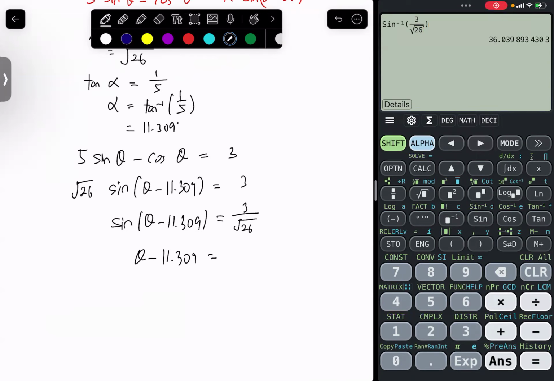Okay, equals 36.039. Theta equals 36.039 plus 11.309. Okay, 47.348, which rounds off to 47.3 degrees, 1 d.p.